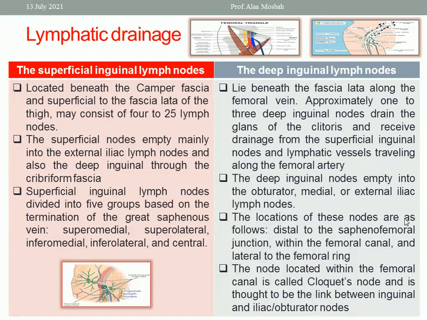And this lymphatic vessel travels along the femoral artery; the deep inguinal nodes empty into the obturator, medial or external iliac lymph nodes. The location of these nodes is as follows: distal to the saphenofemoral junction or within the femoral canal, and lateral to the femoral ring. As you see in this picture, this is the femoral canal, this is the femoral ring. Okay. The lymph node located within the femoral canal is called the Cloquet node and is thought to be the link between the inguinal and the iliac and obturator lymph nodes.